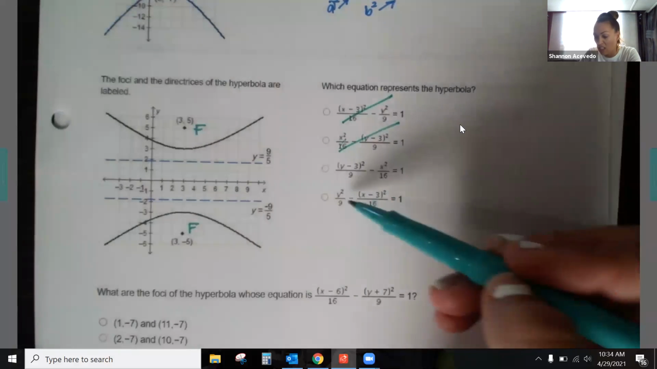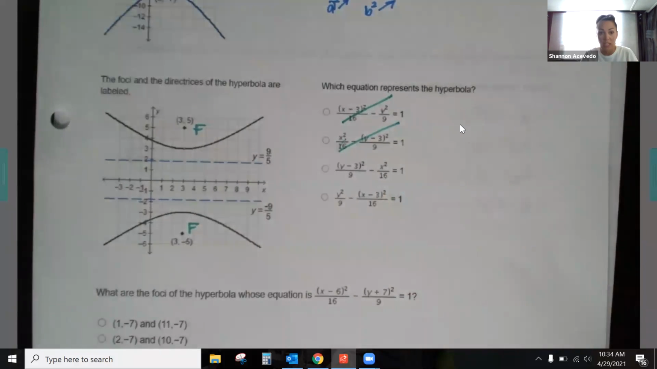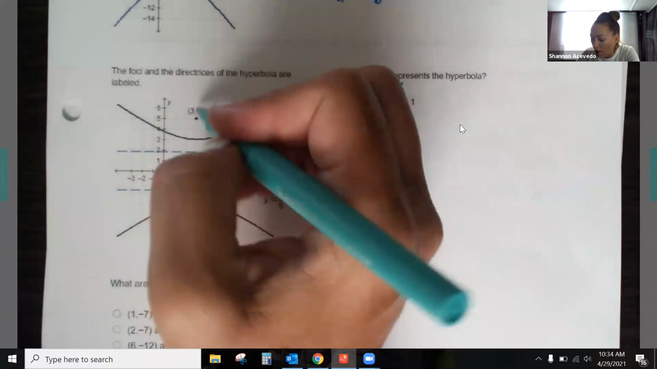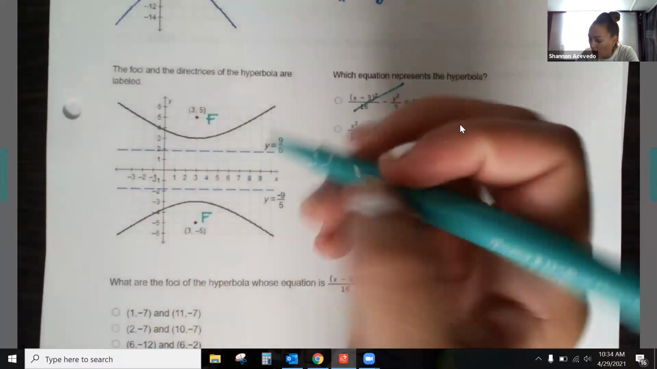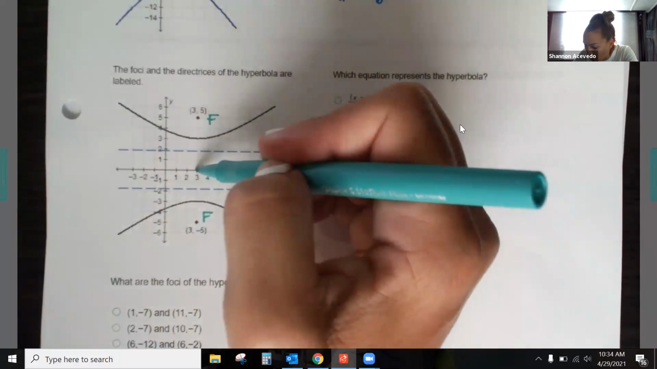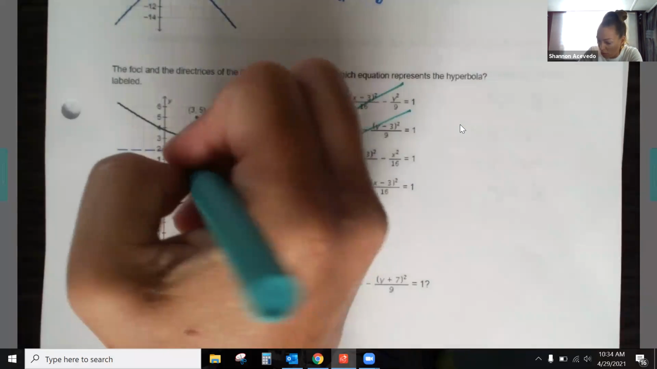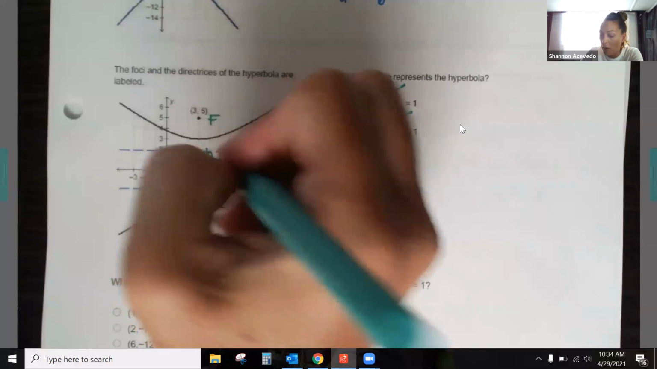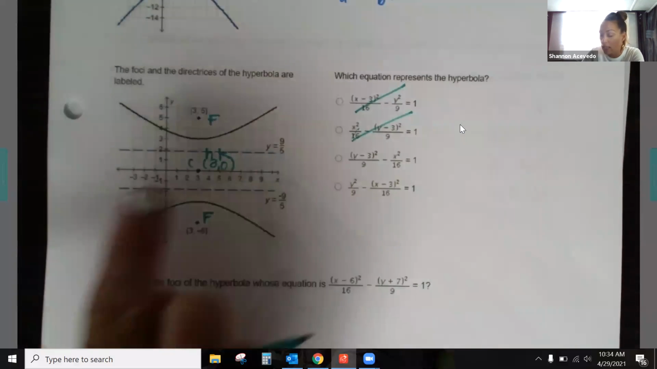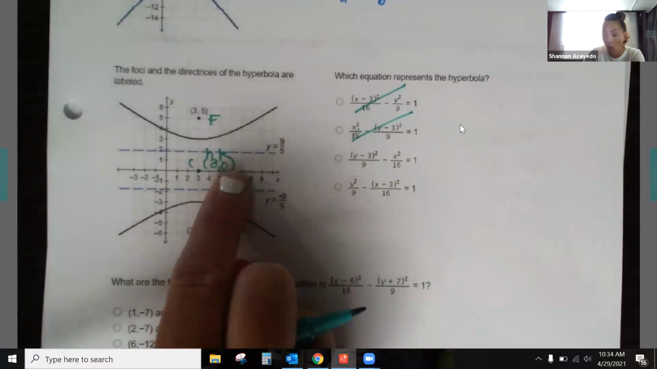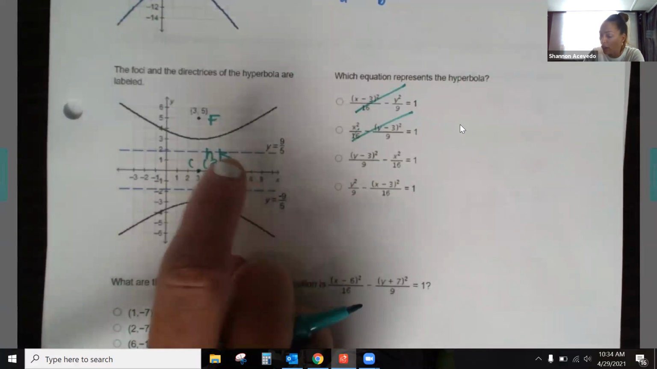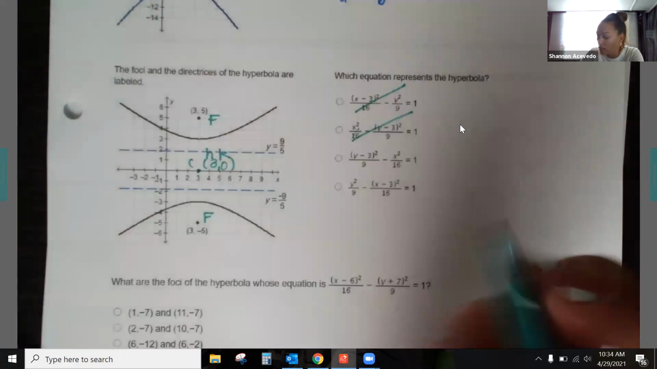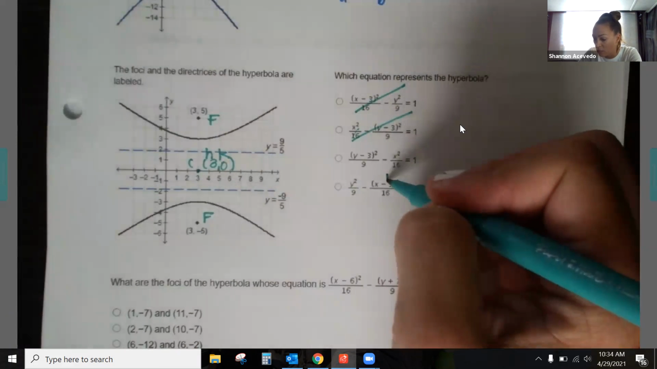Now the piece that's different between these two is my center. So I want to say, well, where's the center? The center is directly in the middle of these foci. So I could see that it's going to be here at 3, 0. So this is my H value, this is my K value. Remember, H is always with the X, the K is always with the Y, all the time. For hyperbolas, for ellipses, that's always the case. So if I look here, my H goes with the X, so it's X minus 3, this is my H.